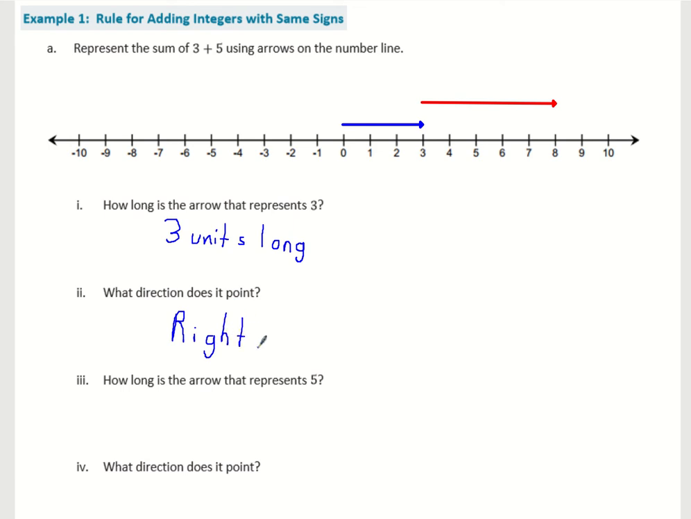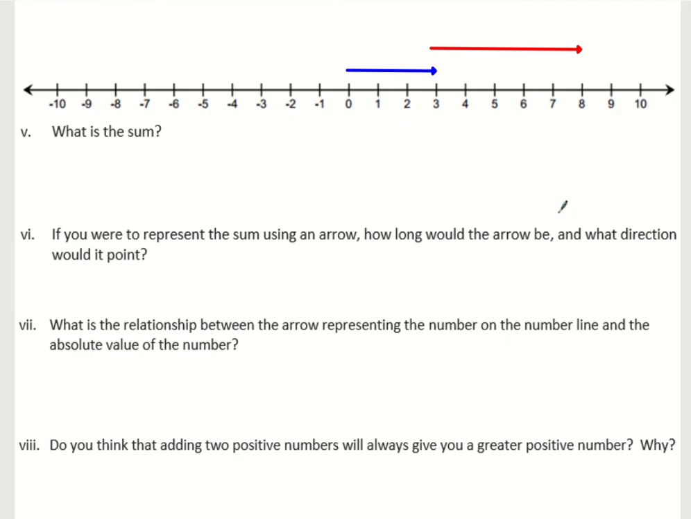It asks us, how long is our arrow that represents 5? Well, that's super easy. It represents 5, so of course it's 5 long. And what direction does it point? Again, it's a positive number, so this one's pointing to the right. Even if for some reason we couldn't remember that, we've already drawn it, so we can see that it's pointing to the right. I've redrawn it up here for us just for the purposes of still being able to see it.